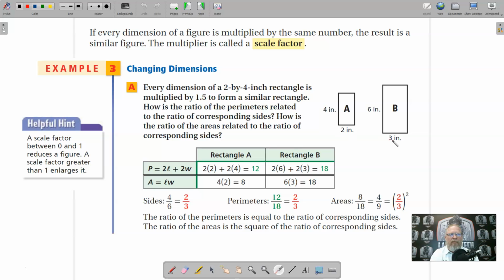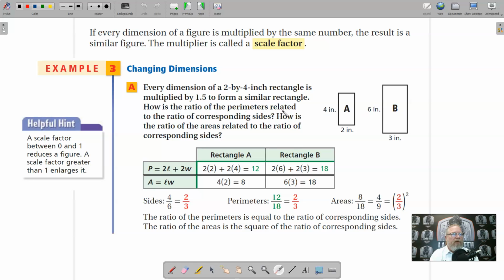So 2 times 1.5 is 3, and 4 times 1.5 is 6. So we multiply both the length and the width by a scale factor of 1.5 to get a 6 by 3 rectangle. Again, we know that all the angles are indeed congruent with one another. It's a rectangle, so we know they're all 90 degrees on A, and they're all 90 degrees on B. And since we multiplied by a scale factor, we know that the sides are proportionate as well. So we know indeed figure A is similar to figure B.